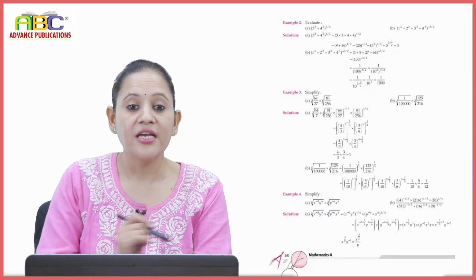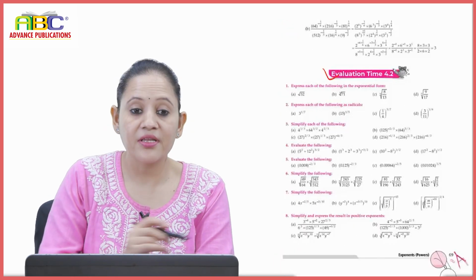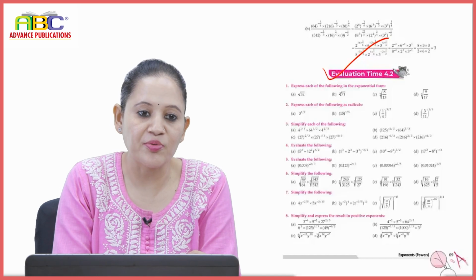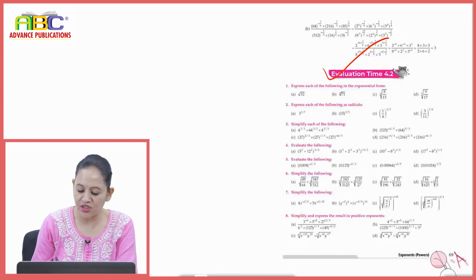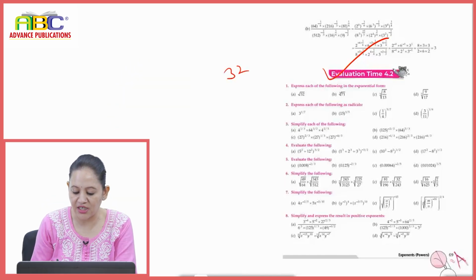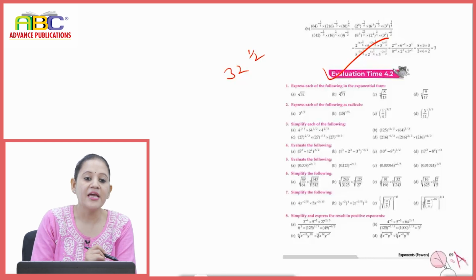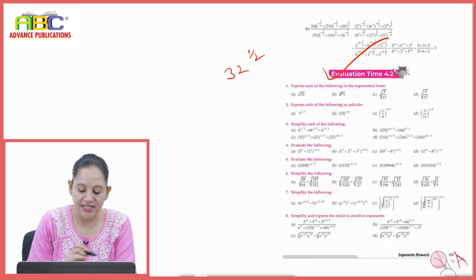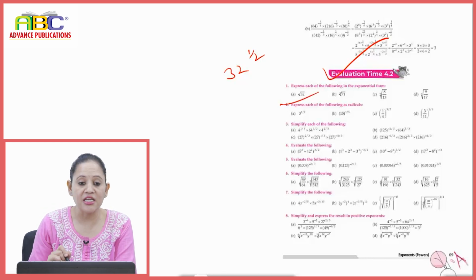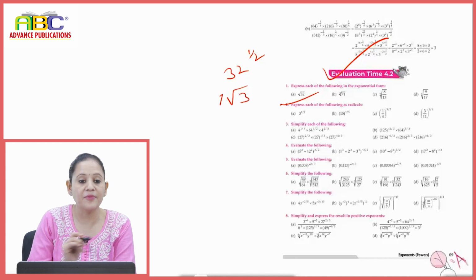Practice all the examples. Next is Exercise 4.2. Express each of the following in the exponential form. Root 32. So root 32 we will write as 32 to the power 1/2, removing the root. Clear? Next, express each of the following as radical. We have to write it in radical form: 3 to the power 1/7. So that will be written as 7th root of 3.